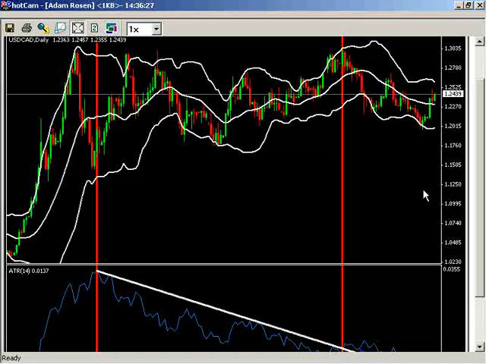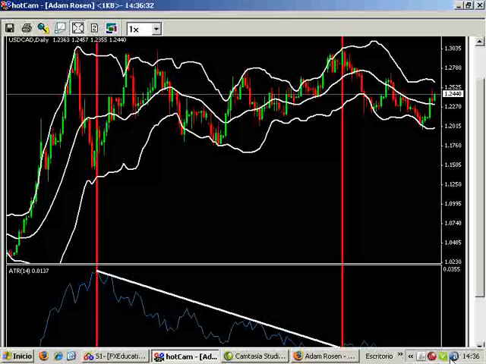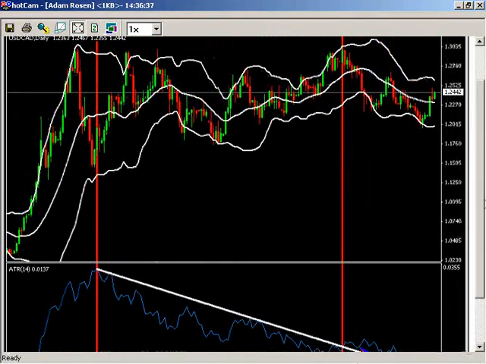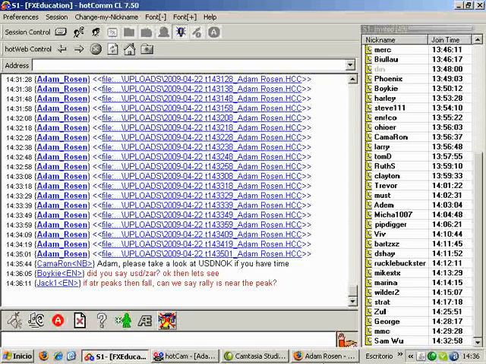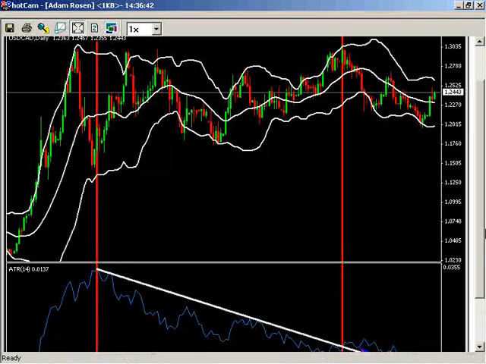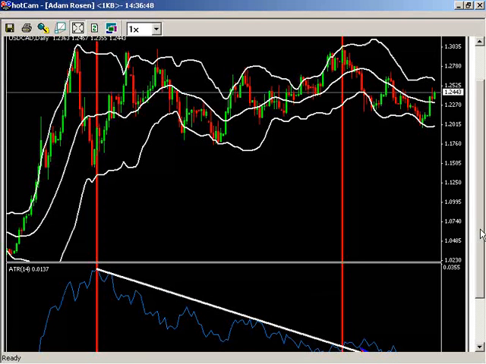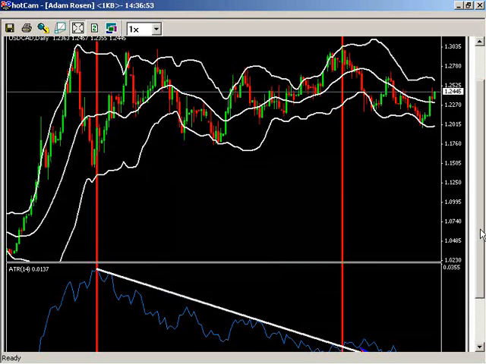There's a great question. I'm going to get to the dollar NOK and the dollar ZAR in just a sec, but there's a great question. If the ATR peaks and then falls, can we say the rally is near the peak? If I understand your question correctly, after the ATR is going up a lot, do we expect it to go down? Or Jack, am I missing a question? If ATR peaks and falls, can we say the rally is near the peak? The ATR, it's a great question. Maybe I should have read the question more carefully.